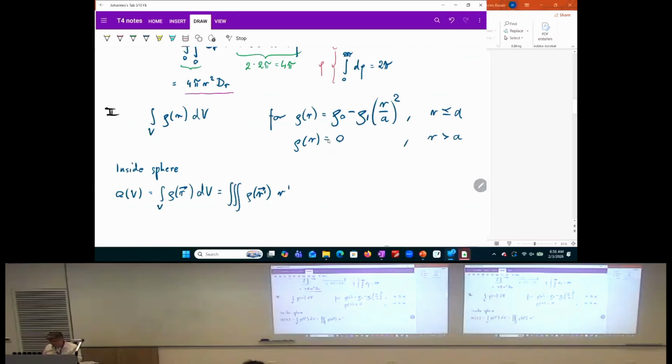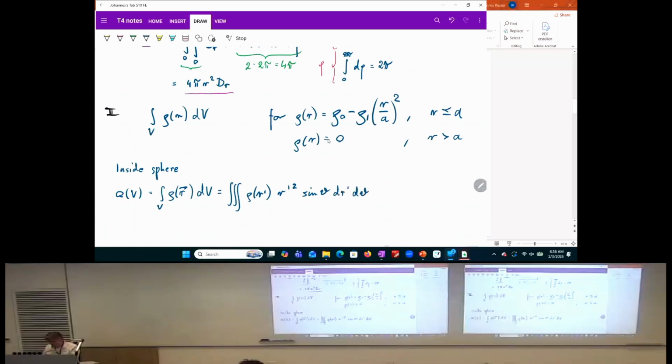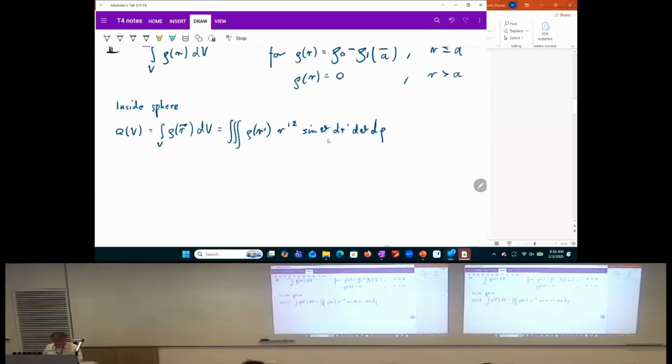So we can remove this because it is all aligned with the radius. Sine theta dr prime d theta d phi. And what are the integration boundaries? For the r, we run from 0 to r, for theta from 0 to pi, and for phi from 0 to 2 pi.